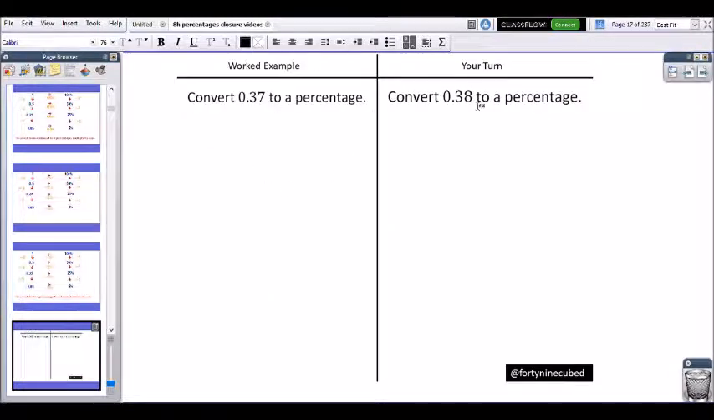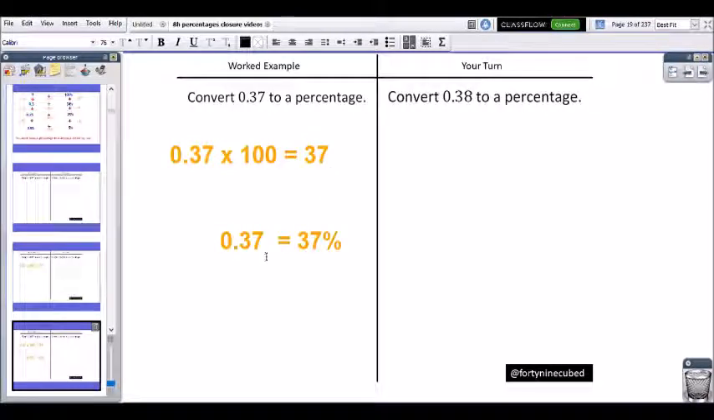Okay, so let's just start off by practicing our basics, and then later on in the lesson we're going to make it much more challenging. So first of all, convert 0.37 to a percentage. Well, we know from what we just talked about that to get from a decimal to a percentage, we multiply that number on your screen by 100. So 0.37 times by 100, I just shift its place value 2 units along, so that gives me 37. So I could therefore say that 0.37 is the same as 37%.